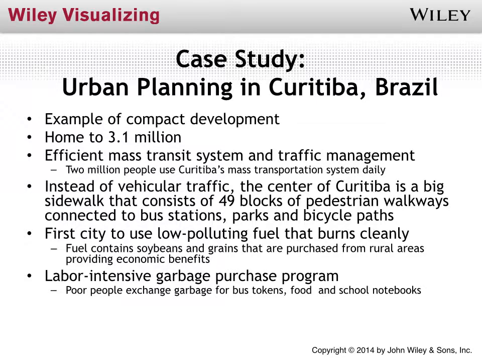So this chapter ends talking about a case study related to urban planning in a city in Brazil. So this is another one of those examples of compact development like we saw with Portland, Oregon. 3.1 million people live there. The development of efficient mass transit and traffic management allows about 2 million people, so 2 out of 3 million people, to use the mass transportation system every day to get to work, to get to shopping, those kinds of things.